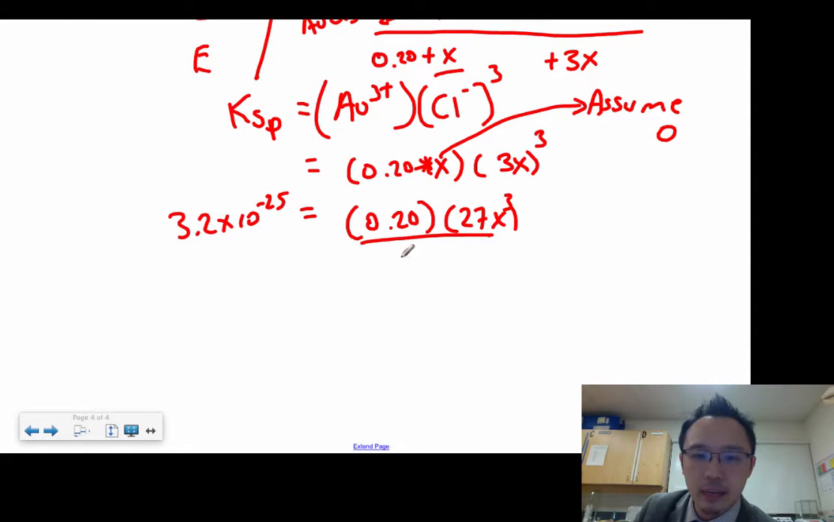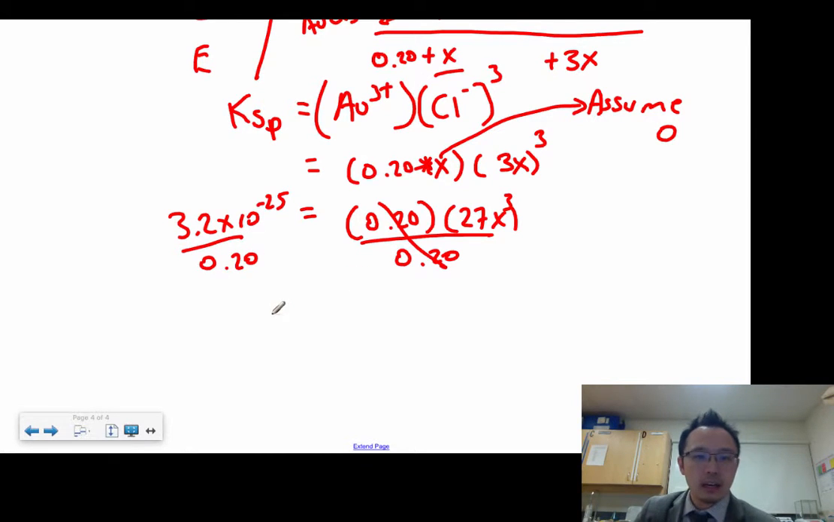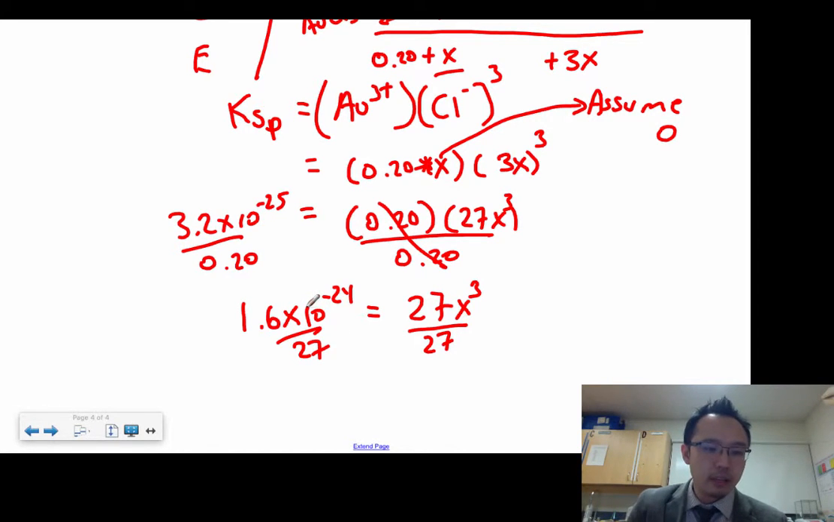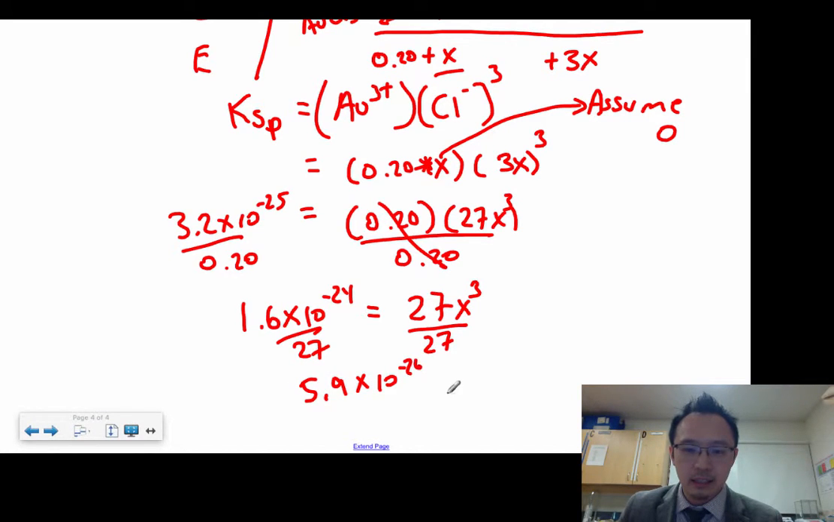To solve for x, I'm going to divide by 0.2 first. This will cancel that. So 3.2 times 10 to the negative 25, divided by 0.2. This is going to give me an answer of 1.6 times 10 to the negative 24. This is equal to 27x cubed. I'm going to divide by 27. That's going to give me 5.9 times 10 to the negative 26. This is equal to x cubed. Take the cube root of this.